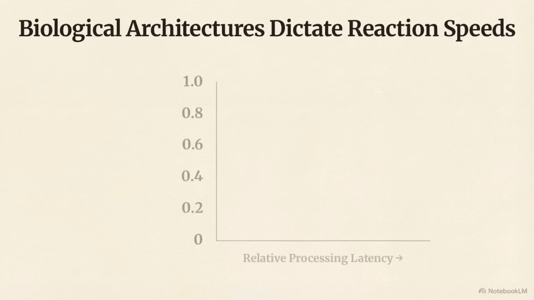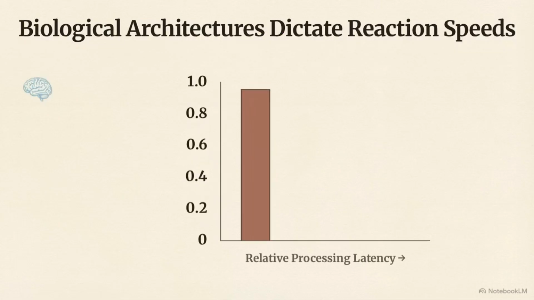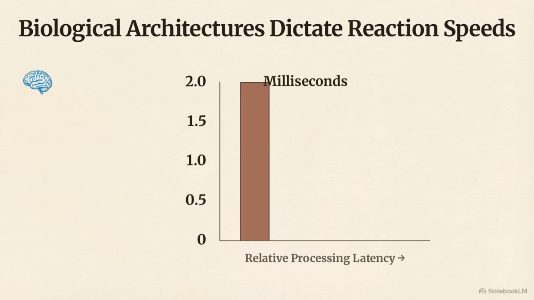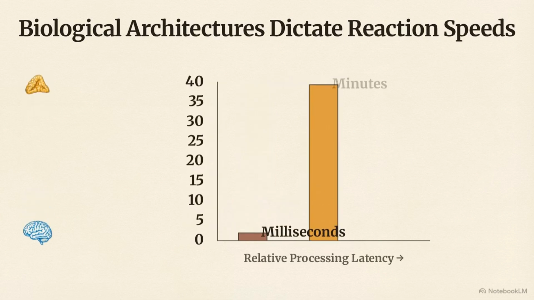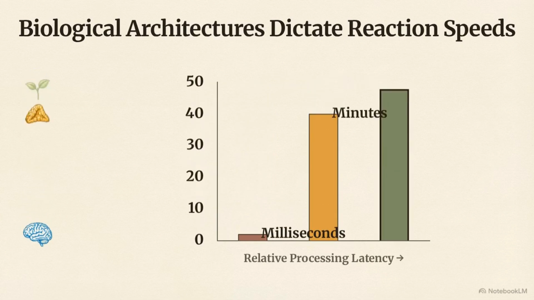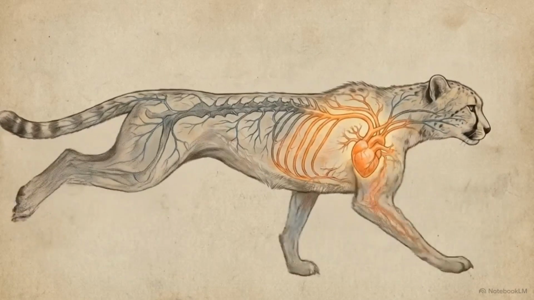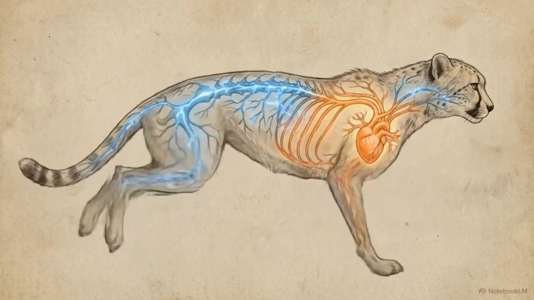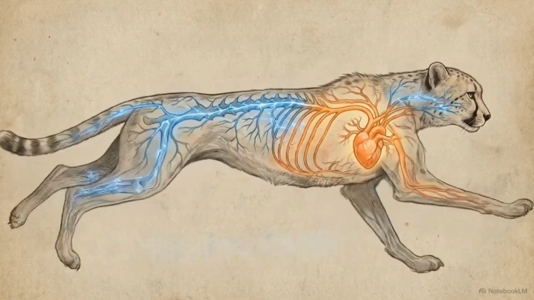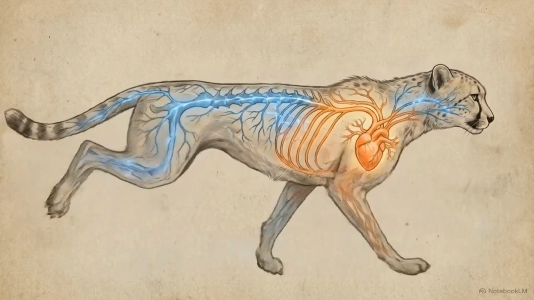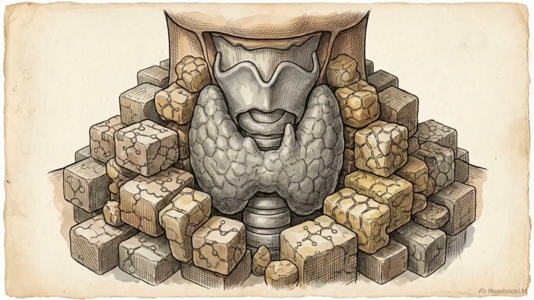Look at this tripartite dashboard comparing latency timescales. A neural reflex arc operates in milliseconds. An endocrine broadcast circulates in minutes. A plant's structural tropism takes days. Each architecture operates on a vastly different timeline. Complex animals require both their high-speed neural networks and their slower endocrine broadcasts to run simultaneously in perfectly calibrated equilibrium.